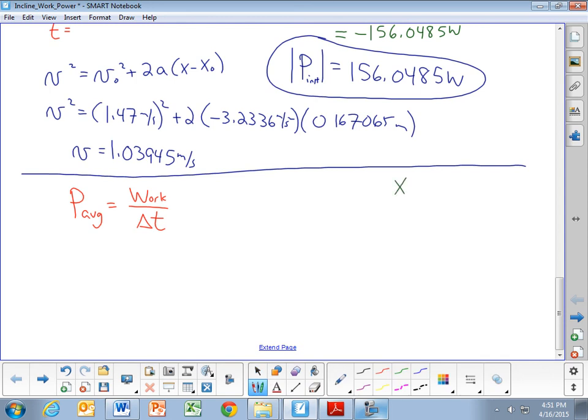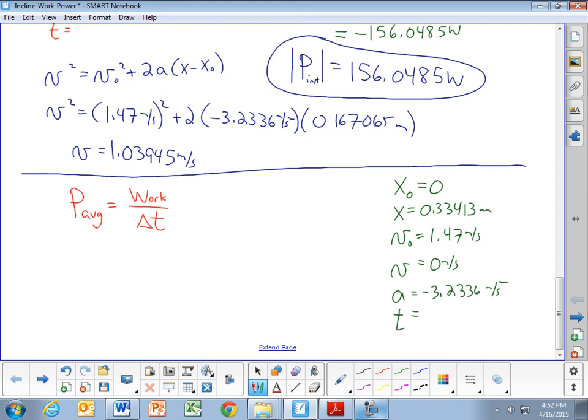So again, we know that it started at a position of 0 meters. The later position was 0.33413 meters. Again, this is not halfway down, this is all the way to the end. I know that it started at 1.47 meters per second. I know that it's ending at 0 meters per second. I know that the acceleration was negative 3.2336 meters per second squared. And I'm looking for the time.